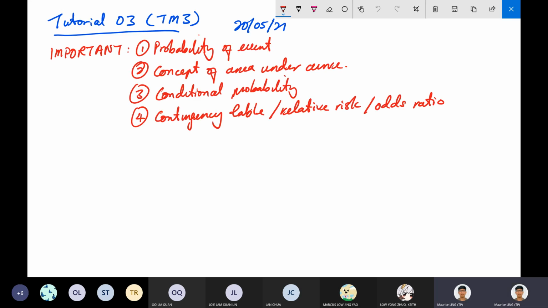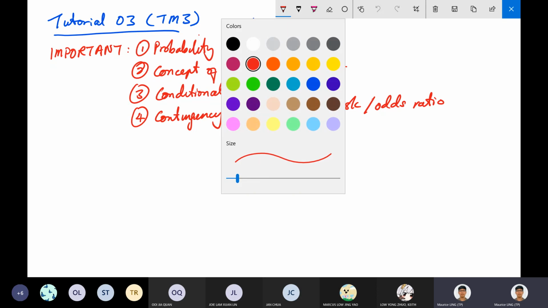What we are going to do is on your tutorial 3, and the 4 important things are the probability itself, and this concept called area under the curve, which, for those who did A-Maths before, you should know. And then we talk about conditional probability before we go to contingency table and relative risk.